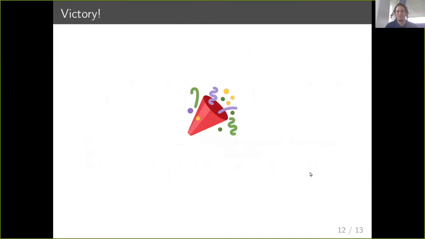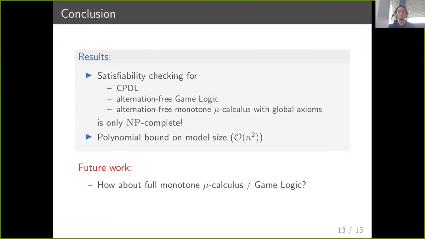And concluding, what we have seen is that the satisfiability problem for alternation-free monotone mu calculus, even with global assumptions, global axioms, is only NP-complete, in contrast to Pellec's result on CPDL from before. And this alternation-free monotone mu calculus with global axioms covers CPDL and alternation-free game logic. So we get NP-completeness for all these three logics, improving upon previously known results for CPDL. Well, that was obtained by changing the semantics. And we use the original semantics and get this NP-completeness result.